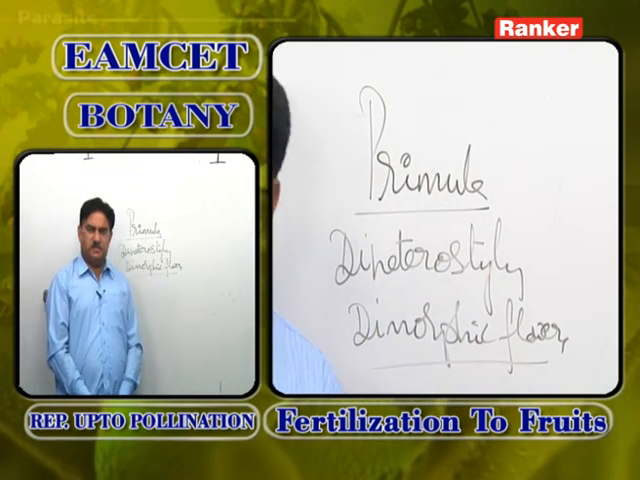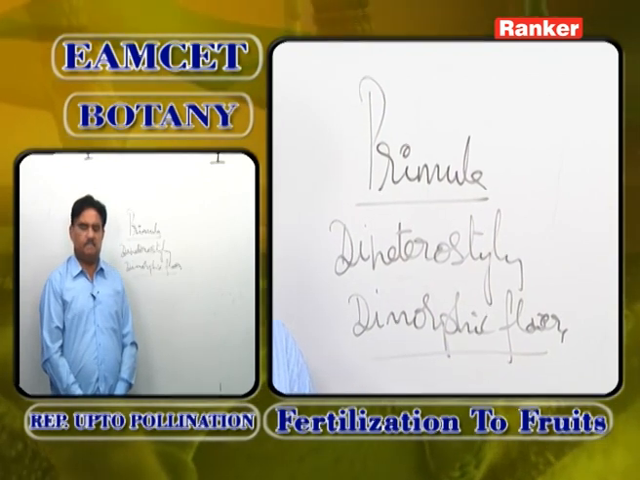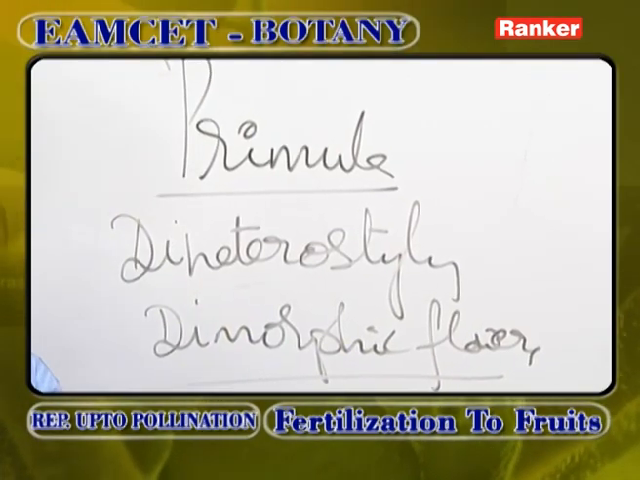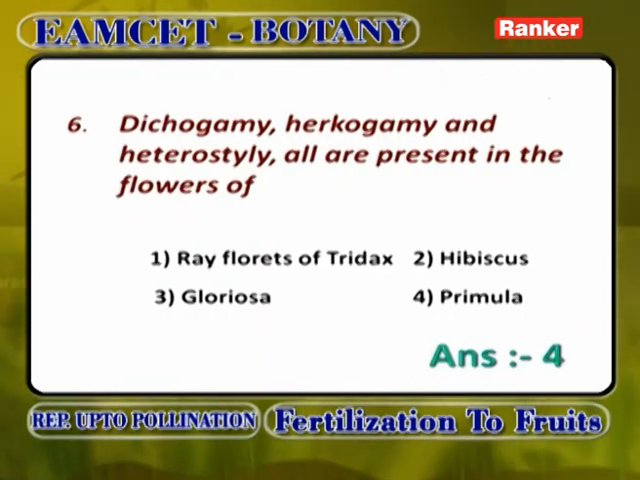There, the arrangement of essential organs is at different heights. So that is hercogamy. The maturation of essential organs, androecium and gynoecium, is at different times. So that is dichogamy. 2 different heights of styles present in the flowers of the same plant, that is heterostyly. So dichogamy, hercogamy and heterostyly all are present in the flowers of primula. Primula shows diheterostyly.